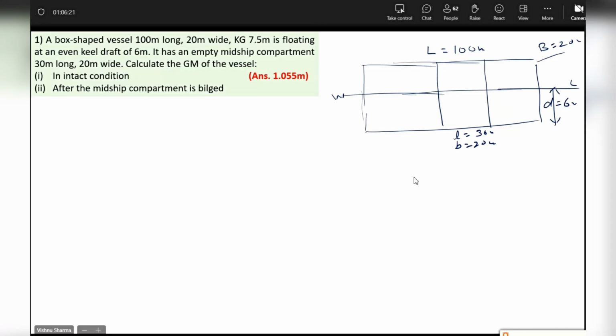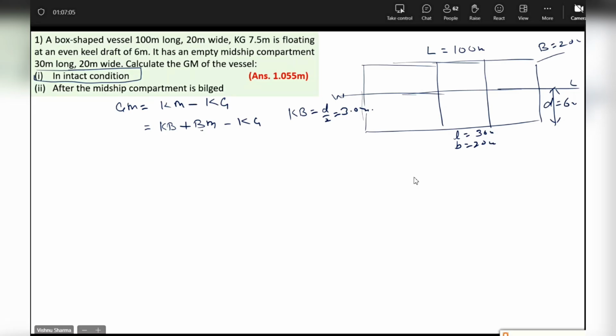So let's deal with the intact condition first. We all know that GM will be equal to KM minus KG because there is no mention of FSM. What is KM equal to? KB plus BM minus KG. It's a box-shaped vessel, intact condition. I'm sure KB needs no discussion. KB will be draft by 2, equal to 3 meters. Am I right, guys? We are talking about the intact condition before bilging, which you already know. Actually, I should not be doing it, but I just want to take you through it again.